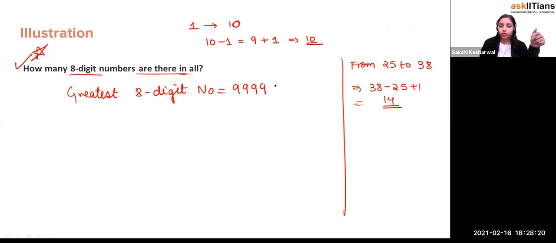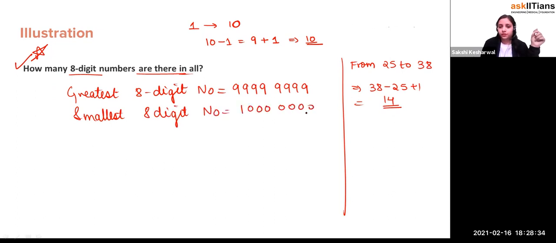1, 2, 3, 4, and then 1, 2, 3, 4, right? And the smallest 8-digit number, right, is equal to how much, beta? 1, 2, 3, 4, 5, 6, 7, 8, right? So just count it, yes, 8 digits. So what you have to do, so how many numbers will be there?